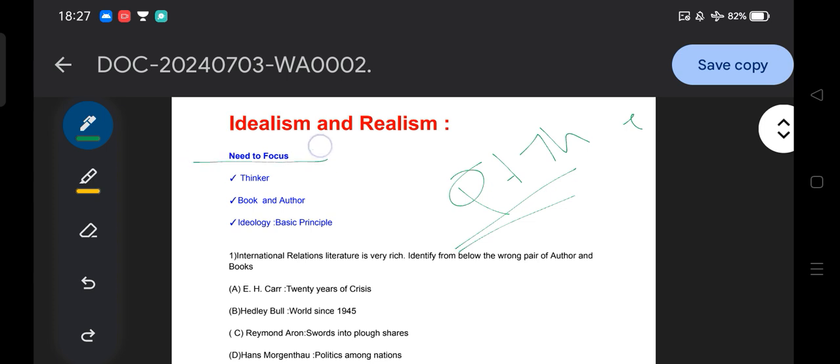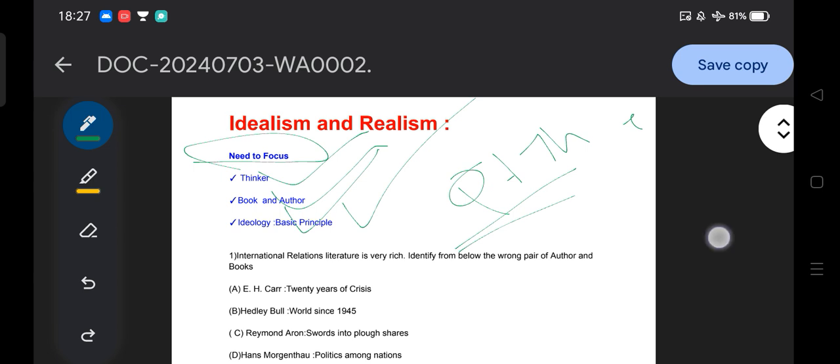What is our box of focus? We will focus on the thinker, the book and author, the ideology and basic principles. Before going to the questions, I will try to reflect one thing. This session is not going to be your master session, but it is a session to crack the examinations. Here you will get limited things, but this limited material is based on a holistic approach, with specific emphasis on the particular things which are going to be very crucial for the examinations. So don't think you will get everything here. It's a session for the SSB lecturer exam. Keep in mind that you need to consider all the facts and figures.